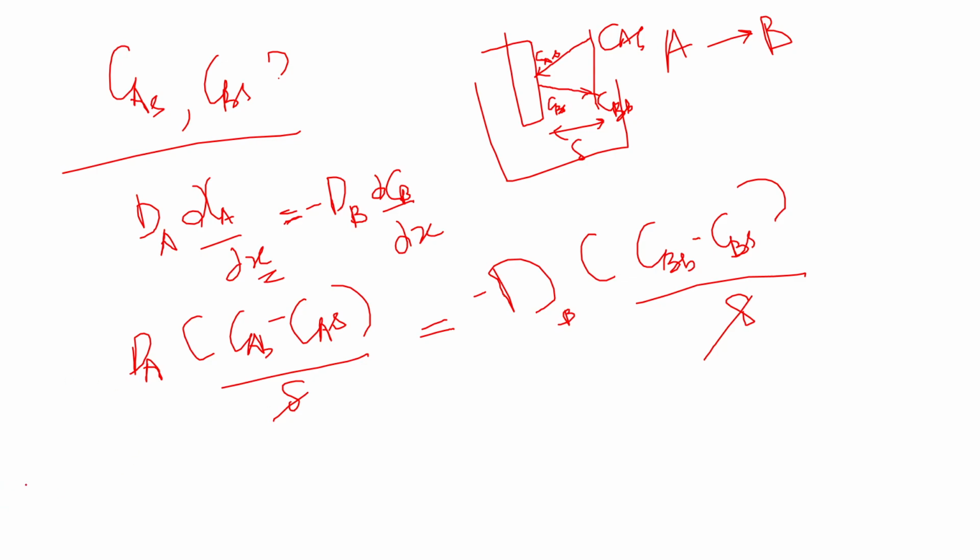So in these terms, there are two unknowns. One is CAS and one is CBS. So I'm trying to expand this in the form of CBS. So how can I do that? I'm just taking this dB to the other side.